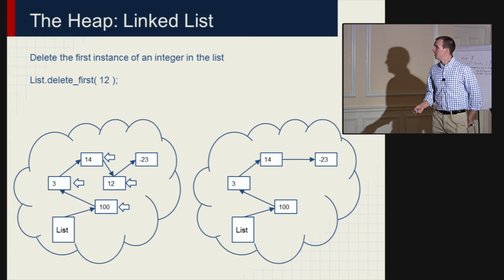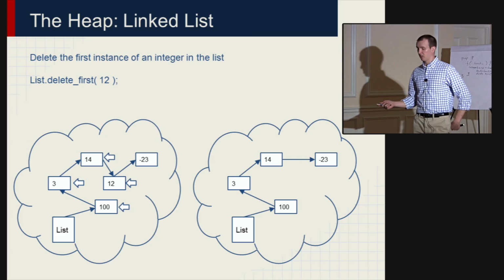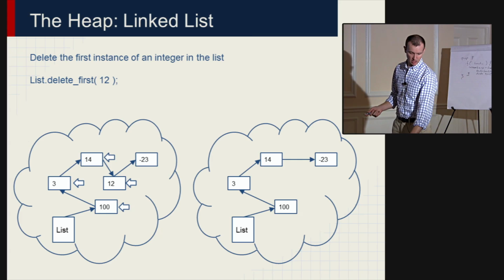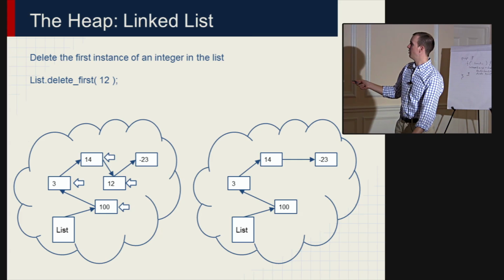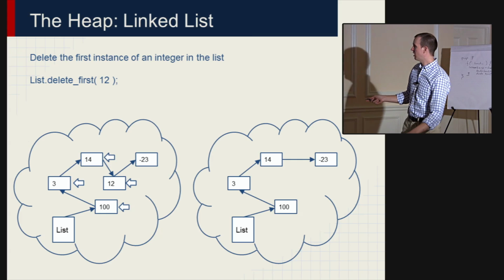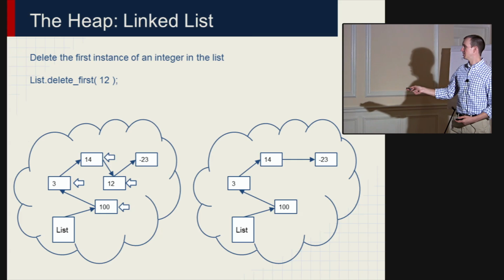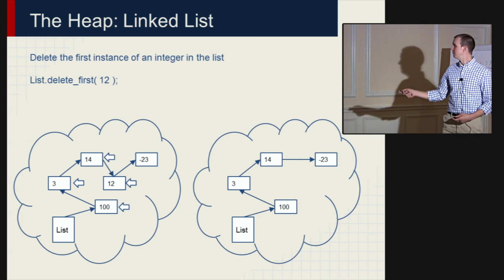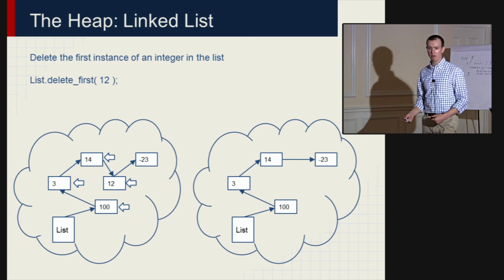Okay, so if you wanted to delete the first instance of an integer in a list, what would this look like? So the first time we find 12, we're going to delete the node that has that value. So we start at 100, go to 3, we go to 14, we get to 12, and then we should delete that item and then fix up the list so that it's pointing in the right place.